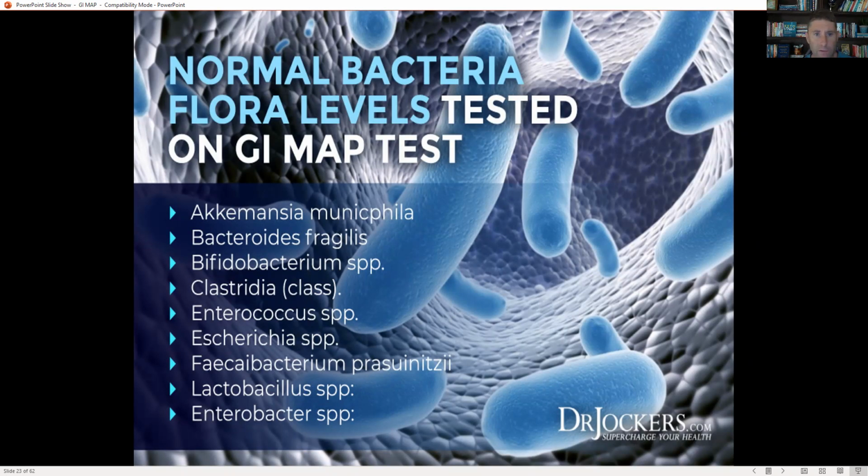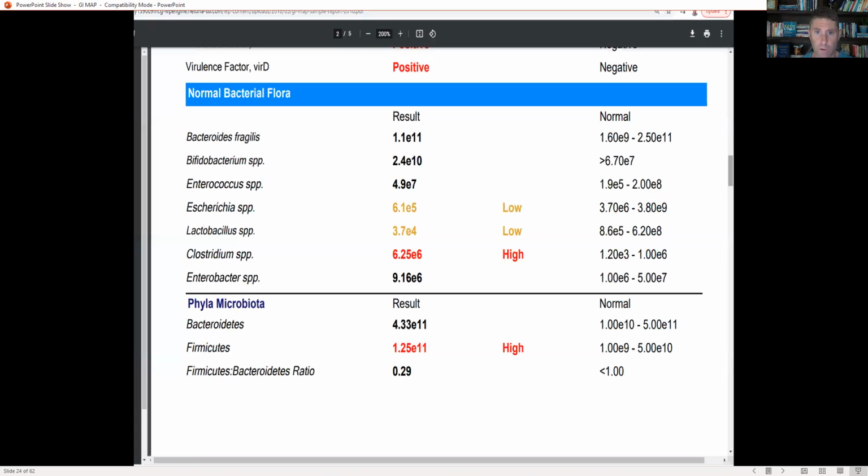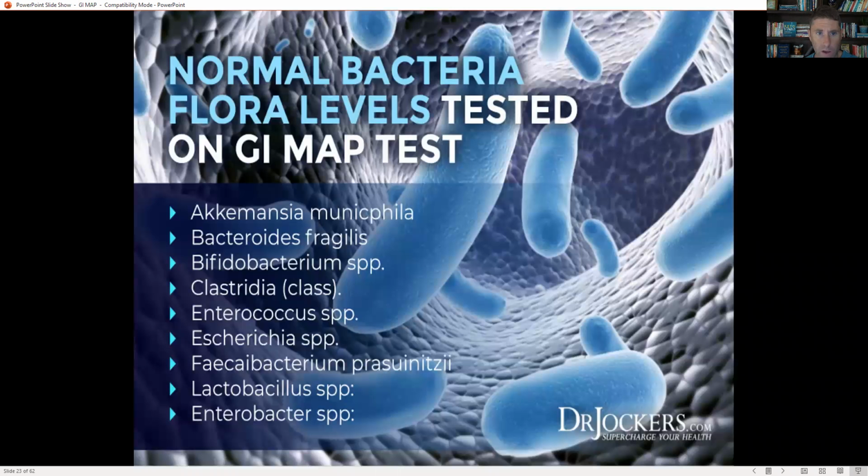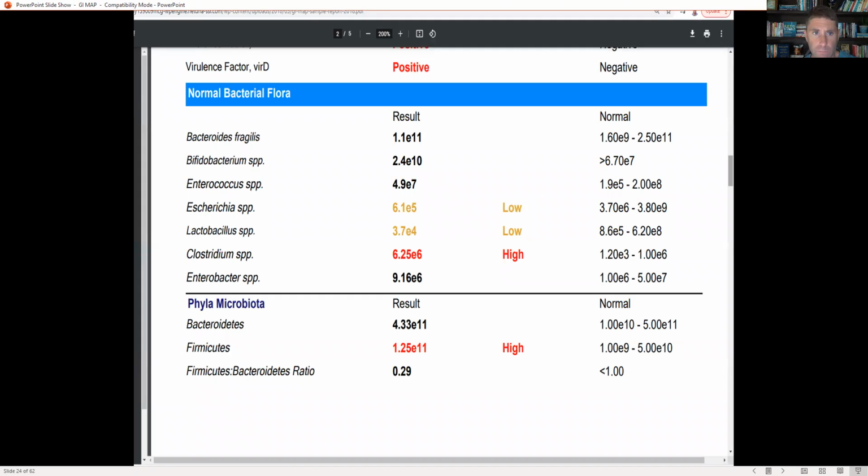Normal bacteria. These are normal, healthy bacteria that are in our system, and you can see these on the test here. Bacteroides, Bifidobacterium, Enterococcus. We also have Akkermansia, which is not on that particular test right here, but we do have it typically on the test. And so you're looking at high and low and things like that. Normally we want these all to be in normal ranges. Now I don't freak out if I see something low or something high here. Sometimes it's just the way it works based on the foods that we're eating. So I'm not overly concerned.